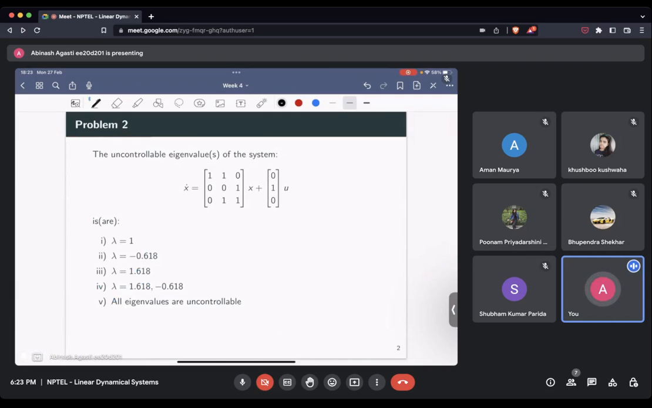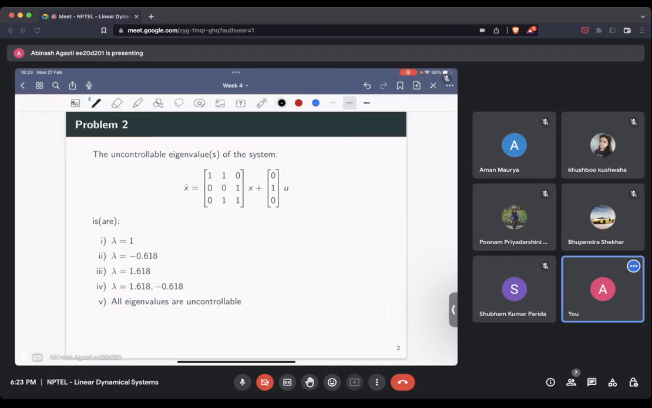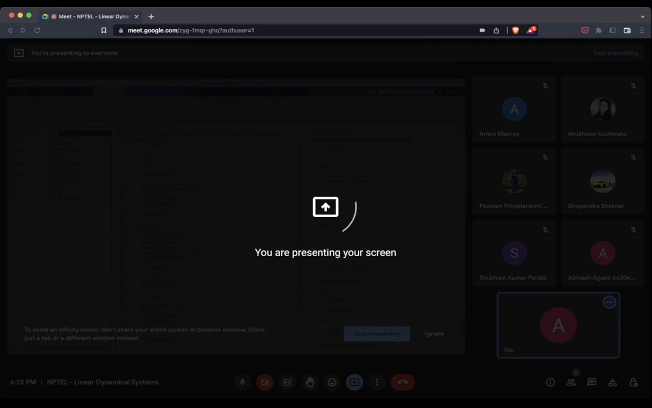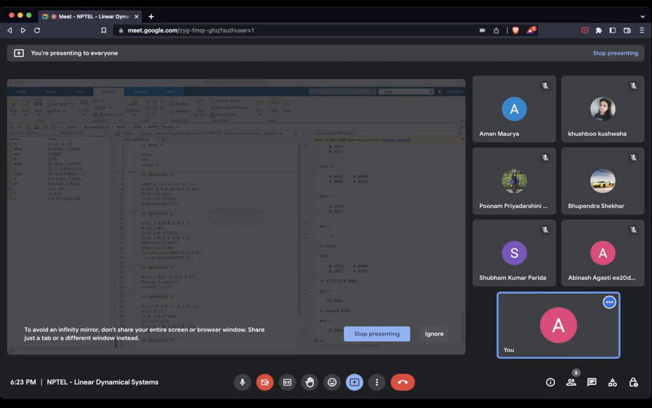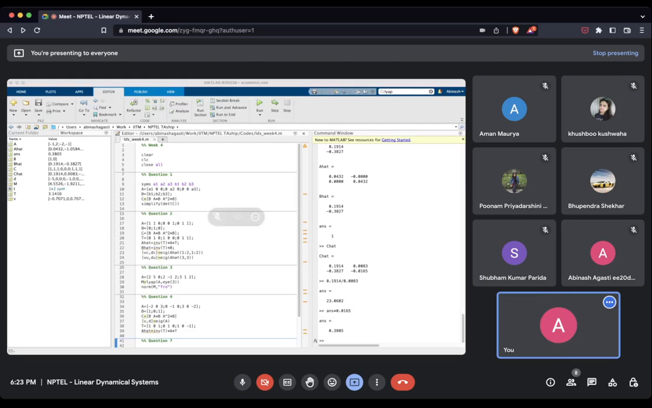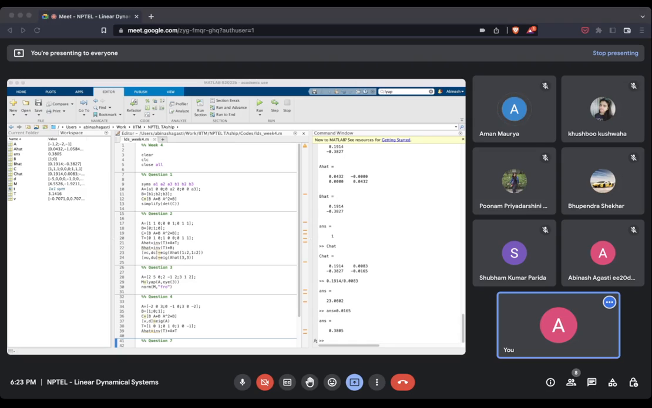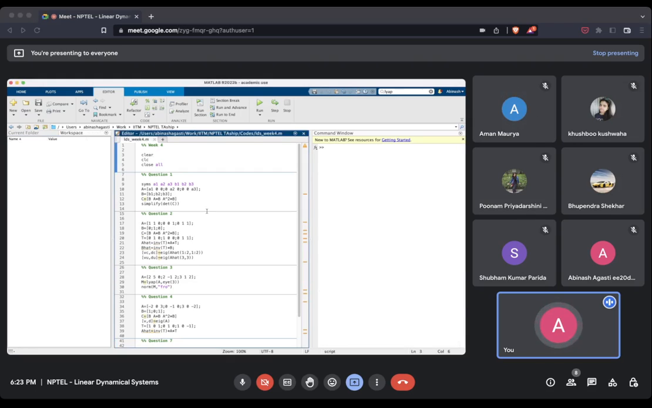Yeah, okay. So before we go there, I'd like to show some MATLAB example. Yeah, just a minute. Yeah, my screen is visible, right? So let's clear everything.